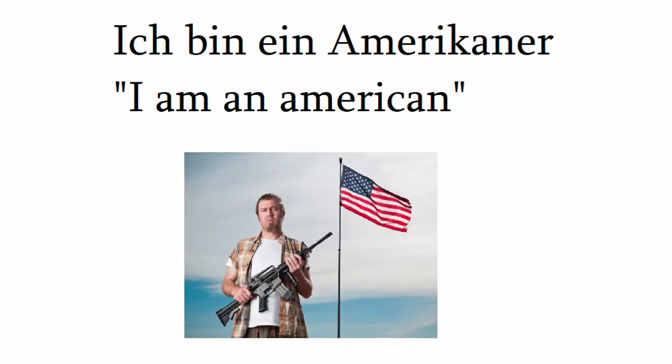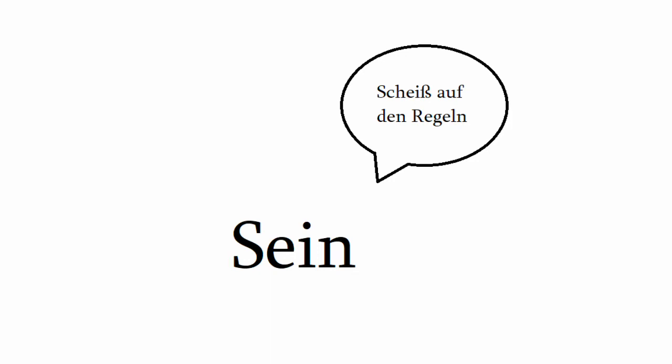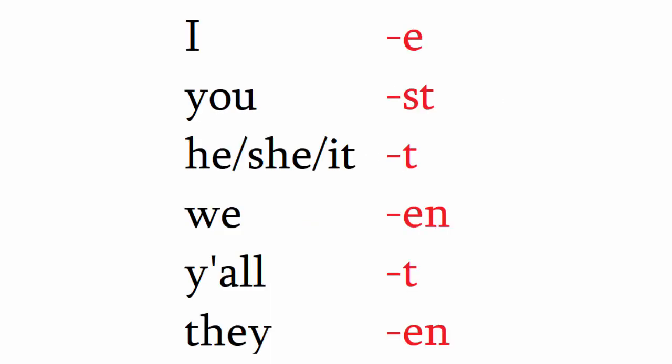Ich bin ein Amerikaner. Du bist sehr witzig. Meine Mutter ist eine Tierärztin. Sein is a pretty extreme example of a weak verb. Most weak verbs will still follow the pattern to some degree, but there's a lot of memorization you need to do. Now we're going to discuss the past tense.